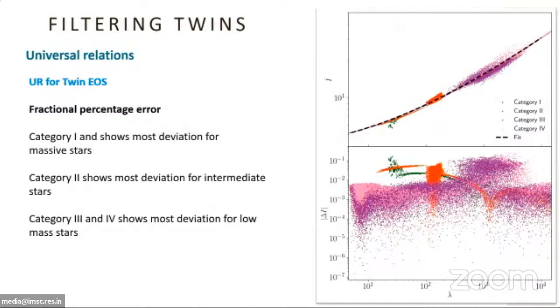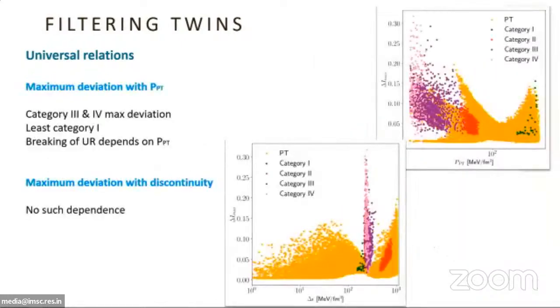This shows how much it differs from this fitting parameter, and we can see that category 3 and 4, and also category 1 and 3, differ. Then let us check whether this deviation from the fitting parameter for the twins depends on the density discontinuity or on where the phase transition is happening.